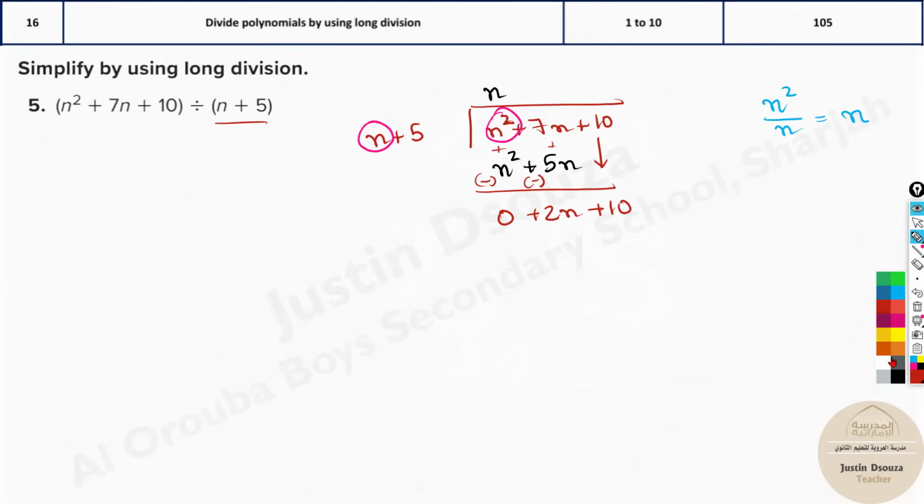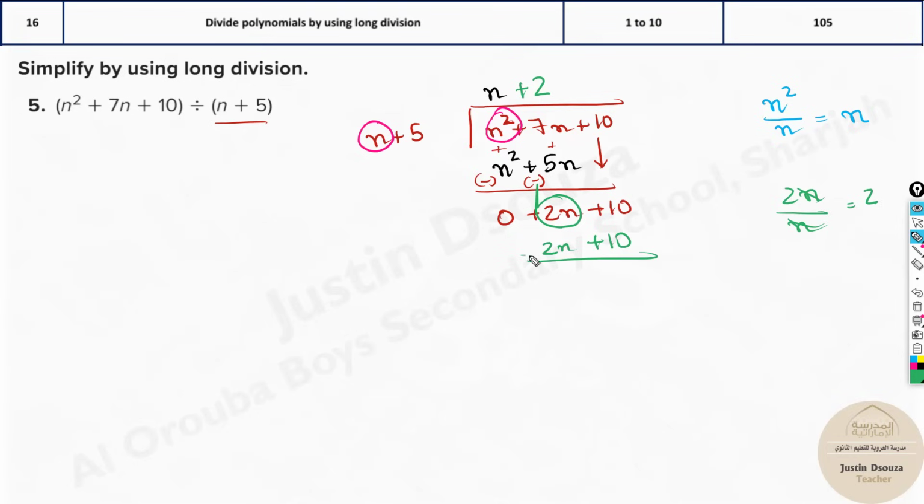Now what do we do? We repeat it. Look over here, this is 2n, isn't it? So I need to multiply a number to n so that I get 2n. So what I can do is this term divided by n is equal to what? 2. So if I multiply this with 2, what sort of 2? Plus or minus 2? This is plus 2n. So I have to multiply with plus 2. N times plus 2 is 2n. 5 times 2 is plus 10.